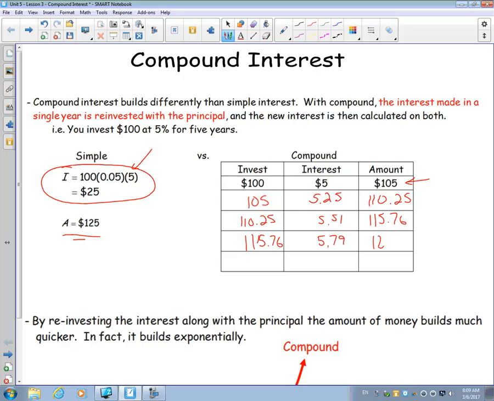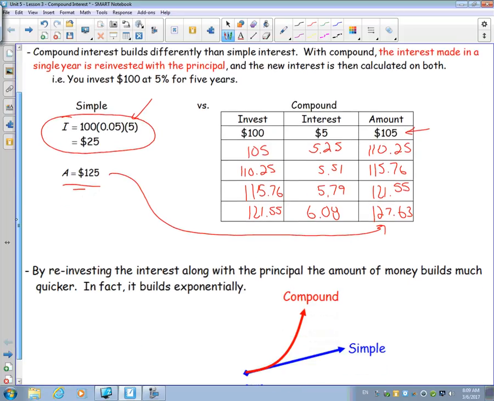And at the end, you're not going to have a huge difference. Okay, if we go to the 5 years here, the last year we get $6.08. We'd be up to $127.63. And I said it's not a huge difference, 125 to 127, but the fact of the matter is you haven't done anything differently except for make more calculations. So it doesn't hurt you, it doesn't cost you anything, it just happens more often.